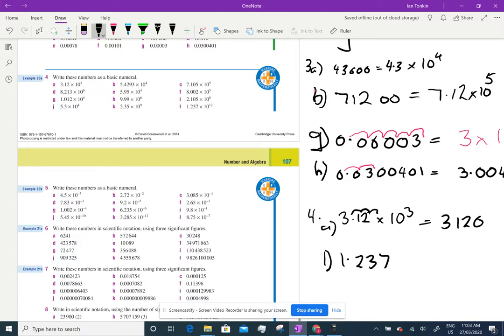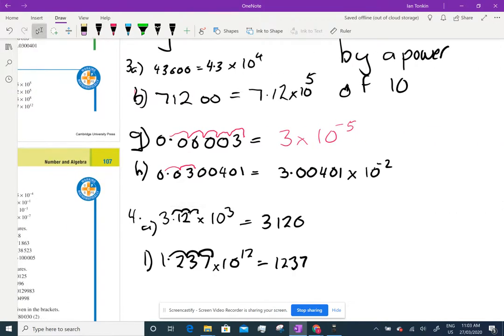1.237 times 10 to the 12. That means, there you go, 1, 2, 3. I've got another 9 spots. So 1, 2, 3, 7. Another 9 spots, 9 zeros. 1, 2, 3, 4, 5, 6, 7. And you can't do that on your calculator because your calculator won't fit it. Your calculator has to write that in scientific notation.